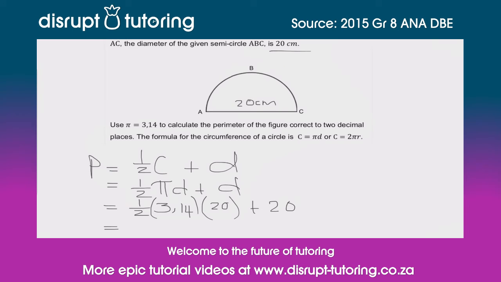So it's going to be 0.5 times 3,14 times 20, plus 20, is going to give us 51,4. So they've asked us to put it to 2 decimal places, so it's 51,4, and we need to add a 0 because they've asked us for 2 decimal places, and this is in centimeters, not centimeters squared, because we're not calculating in 2 dimensions. We're only calculating the measurement or distance around the shape, and that gives us the final answer.